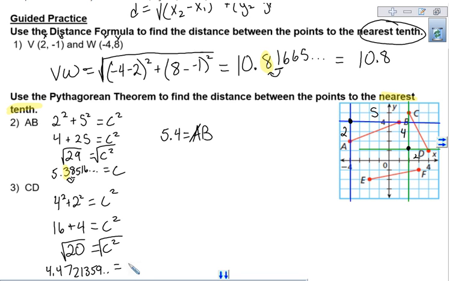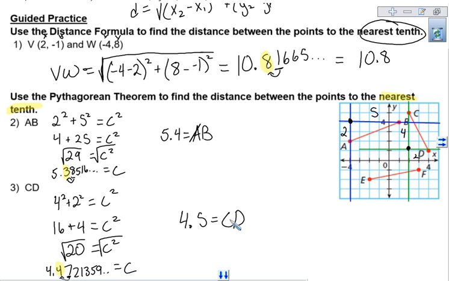Okay, and this is what we get in our calculator. Remember that we are rounding to the nearest tenth, so we got to look behind, and that's a 7. So we're rounding up, so we have 4.5 equals our length for CD.